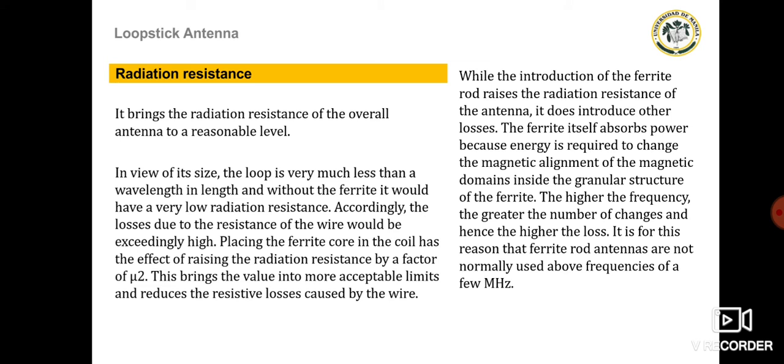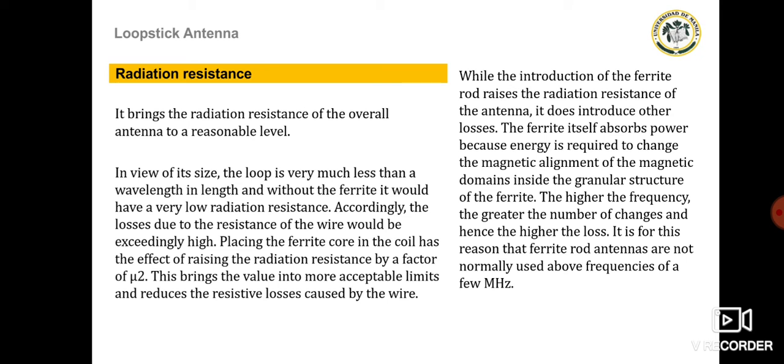Radiation resistance of a ferrite rod antenna. One of the advantages of using a ferrite in the antenna is that it brings the radiation resistance of the overall antenna to a reasonable level. This is of considerable importance in any antenna circuit design.